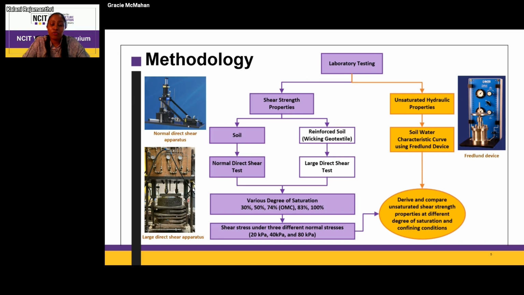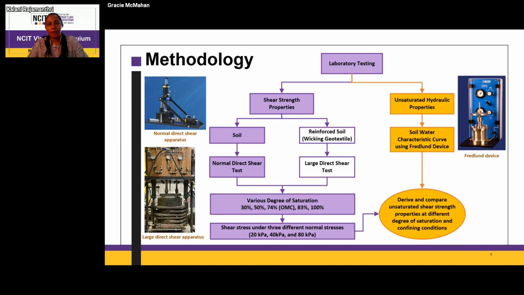On the right side, we measure the unsaturated hydraulic properties using the Fredlund device to obtain the soil water characteristic curve. Together with the shear strength properties and the unsaturated hydraulic properties, we try to give a clear picture of how shear strength varies with and without geosynthetics under different moisture conditions.